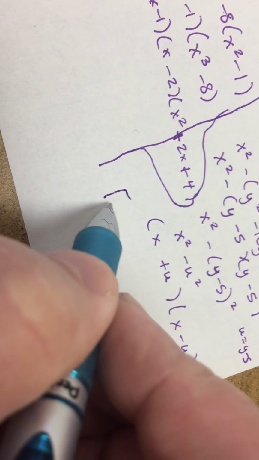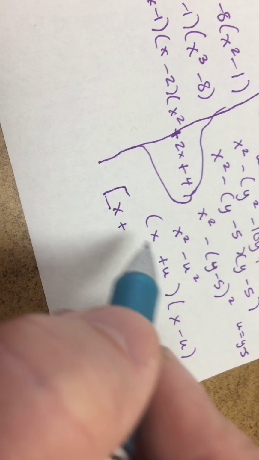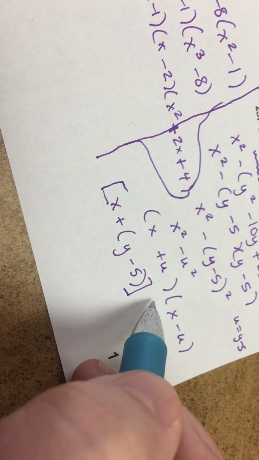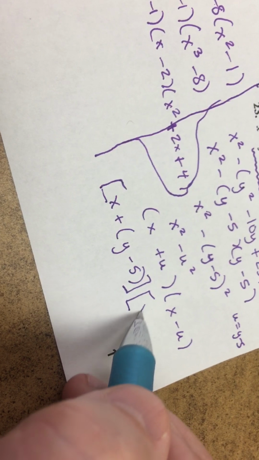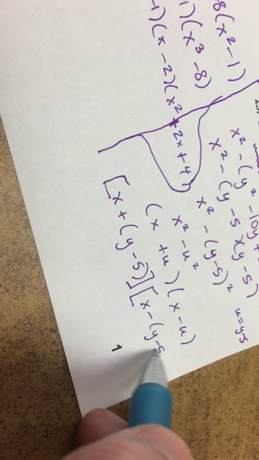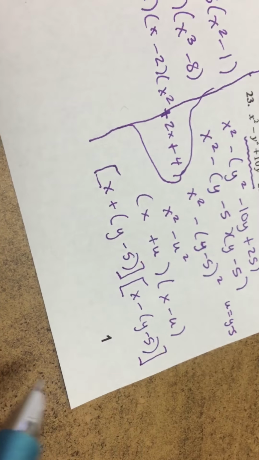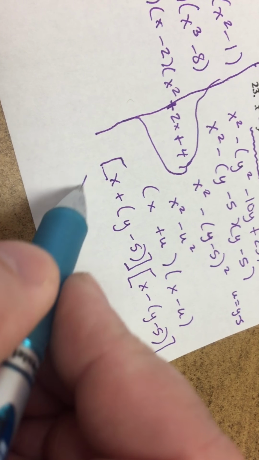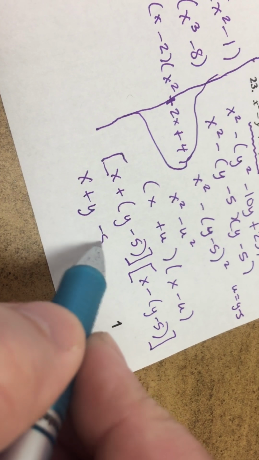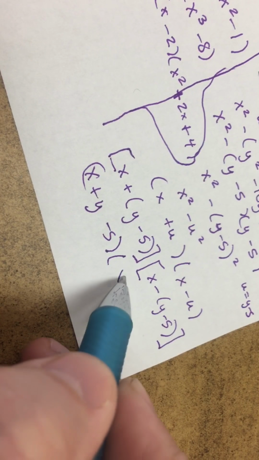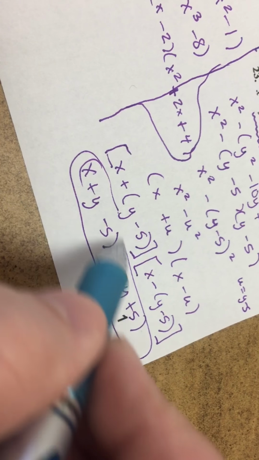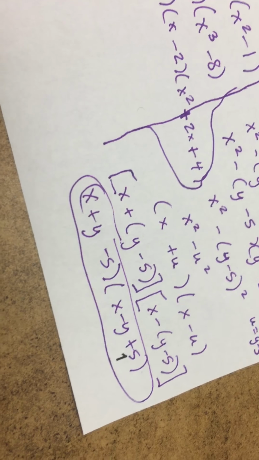So I'm going to need to throw down some brackets. x plus, open parentheses, y minus 5, close your bracket. Open your bracket, x minus, y minus 5 in parentheses, close your bracket. And we got one more step. We have to distribute the 1, which doesn't change anything on this guy, and distribute my negative 1, which does change my parentheses. So that's my final answer.